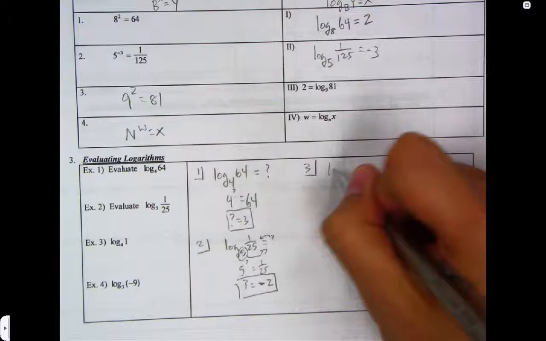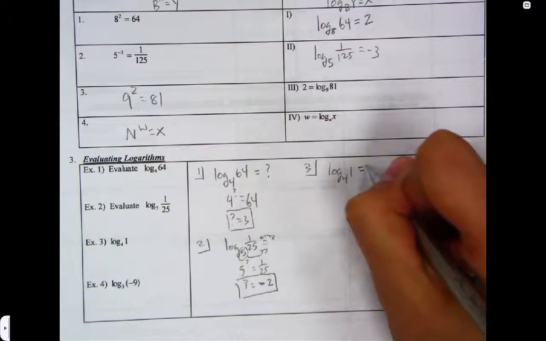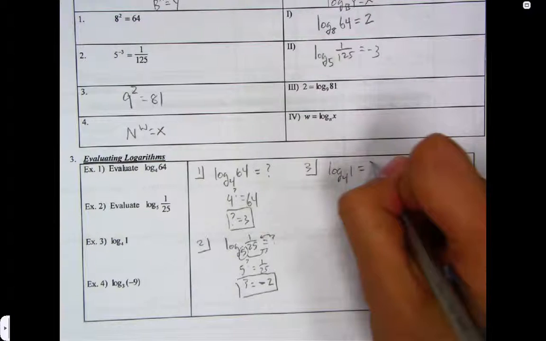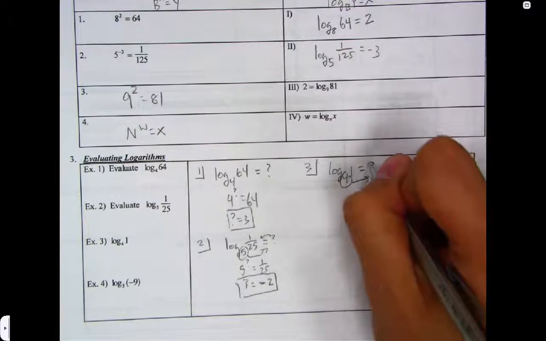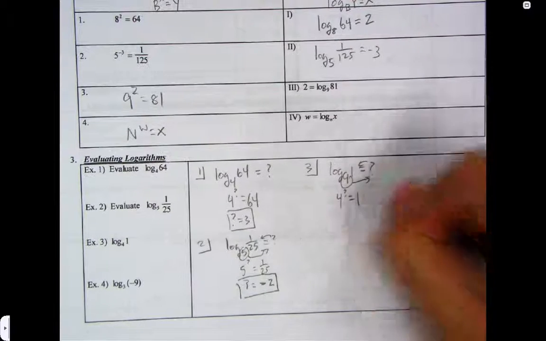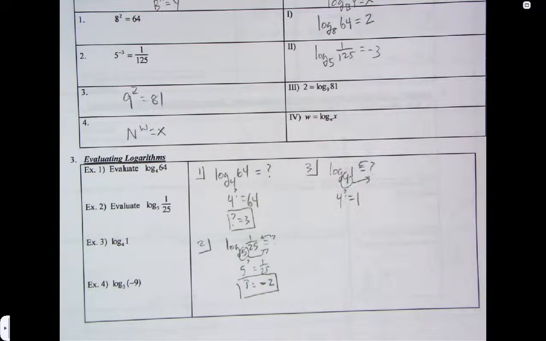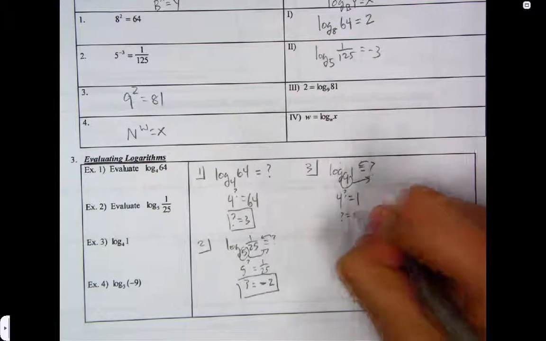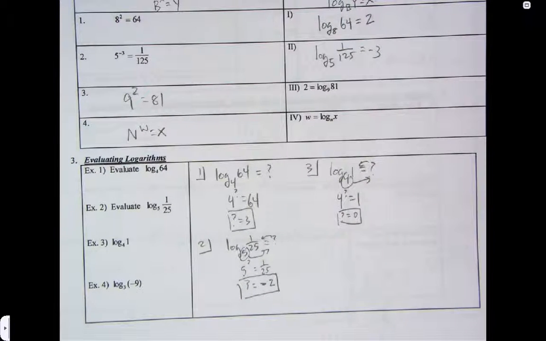Example 3, log base 4 of 1 gives you something. So equals question mark. We're going to put it in exponential form. So 4 to the what will give you 1? So the question mark should be 0, because 4 to the 0 is 1.